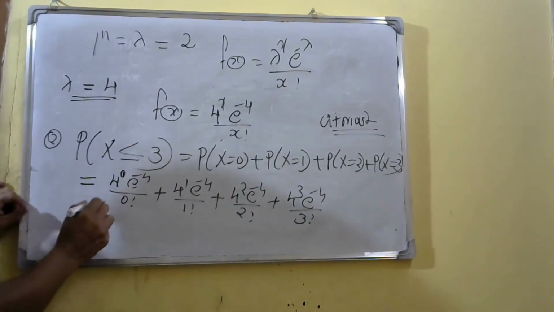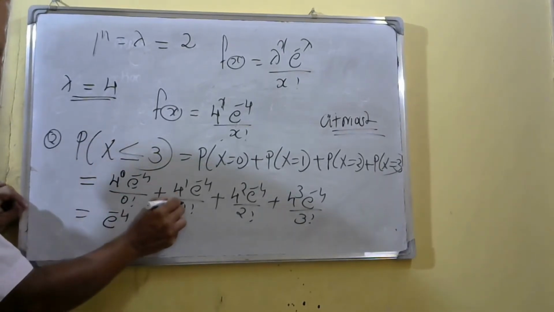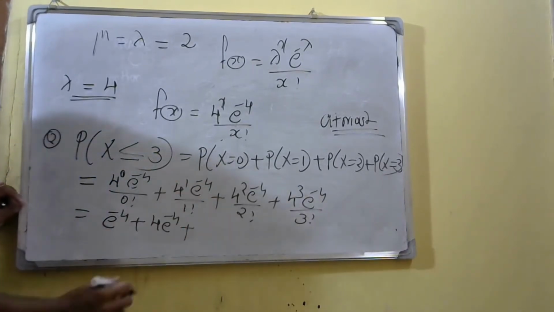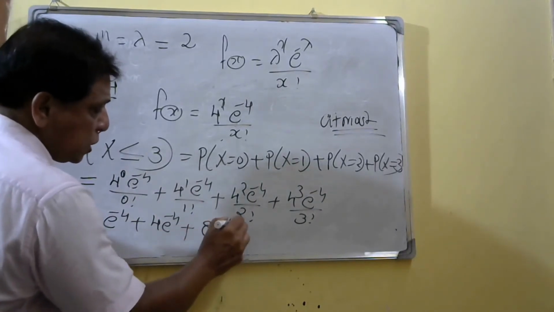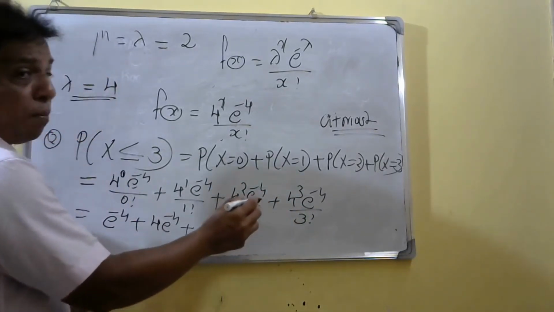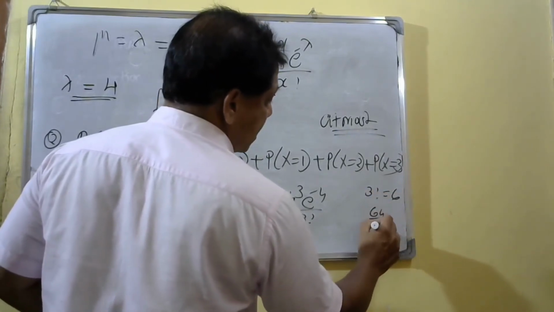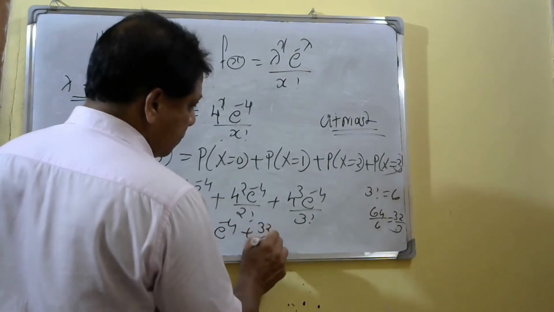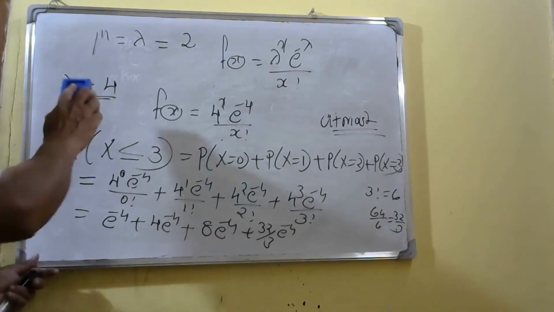Then simplifying, 4 raised to 0 is 1. Therefore, e raised to minus 4 plus 4 raised to 1 by 1 factorial, that is equal to 4 into e raised to minus 4. 4 square, 16, 16 by 2, that is equal to 8 into e raised to minus 4. Then 4 cube, 64, by 3 factorial, which is equal to 6. Therefore, 64 by 6, that is equal to 32 by 3. Therefore, 32 by 3 e raised to minus 4.